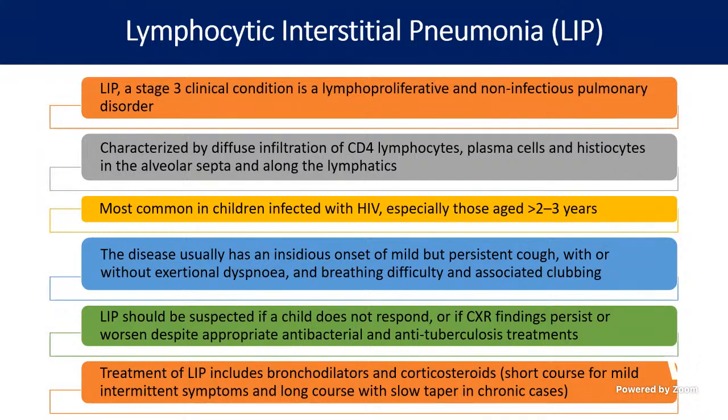Because there is an infiltration of the CD4 lymphocytes and histiocytes, plasma cells are there. These are present in the alveolar septa. Okay. So this is commonly seen in children more than 2 to 3 years, and sudden onset cough will be there. The child will be having a lot of dyspnea, and an exertion dyspnea. Child will not be responding so easily to your antibiotic or anti-TB drugs.